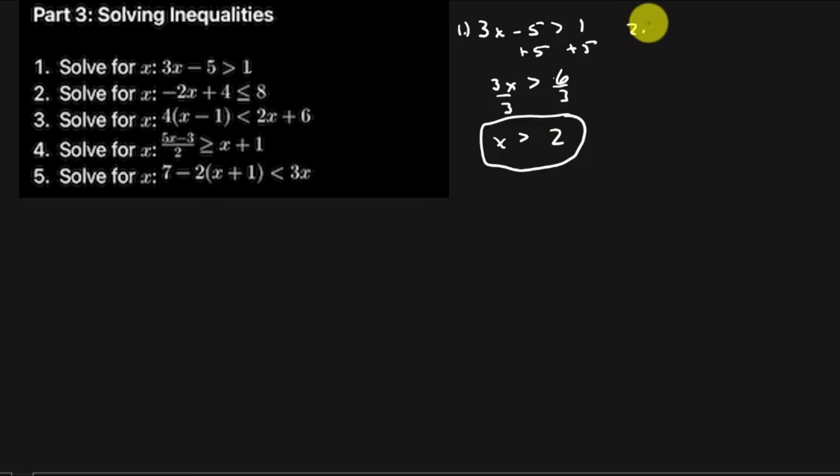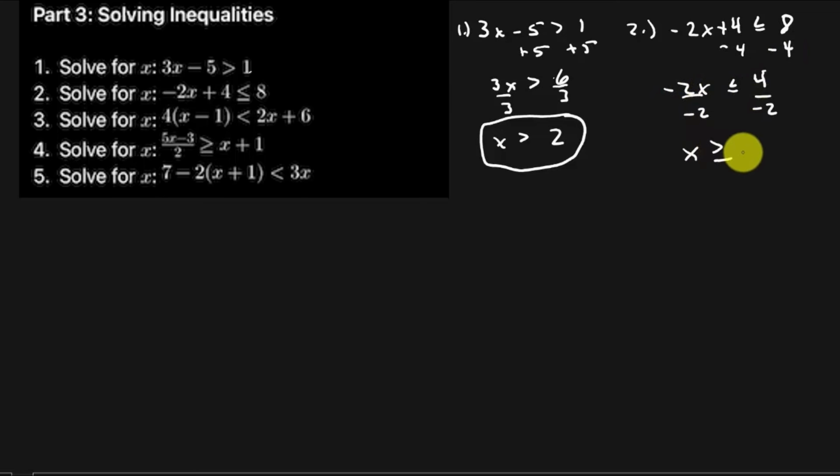All right. So for problem 2, we've got negative 2x plus 4 is less than or equal to 8. So I'm going to subtract 4 to both sides. So I get negative 2x is less than or equal to 4. I'm going to divide both sides by negative 2, so I get x is greater than or equal to negative 2. Remember, when you multiply or divide through by a negative number, you have to reverse the inequality symbol.